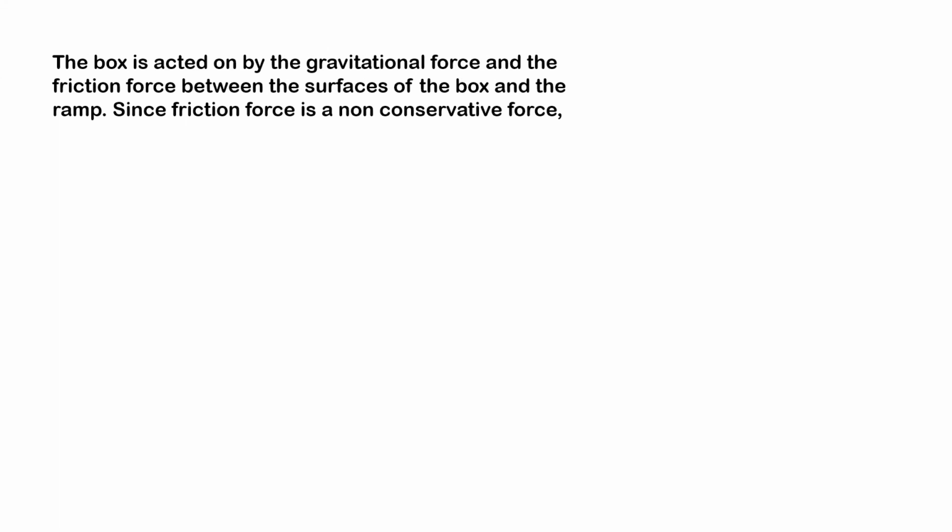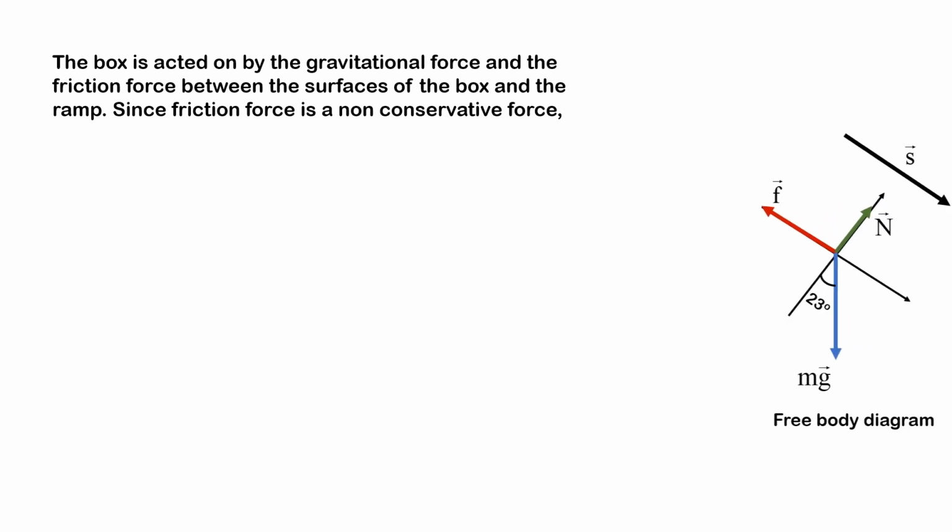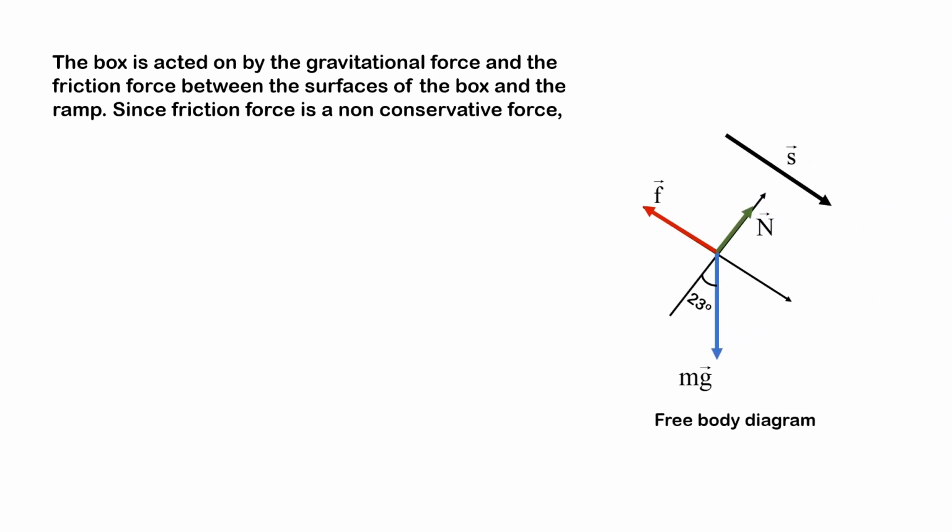The box is acted on by the gravitational force and the friction force between the surfaces of the box and the ramp. This is because only the gravitational force and the friction force have components along the displacement of the box. This is shown in the free body diagram of the box. Work is done on the object only by the friction force, since friction force is a non-conservative force.